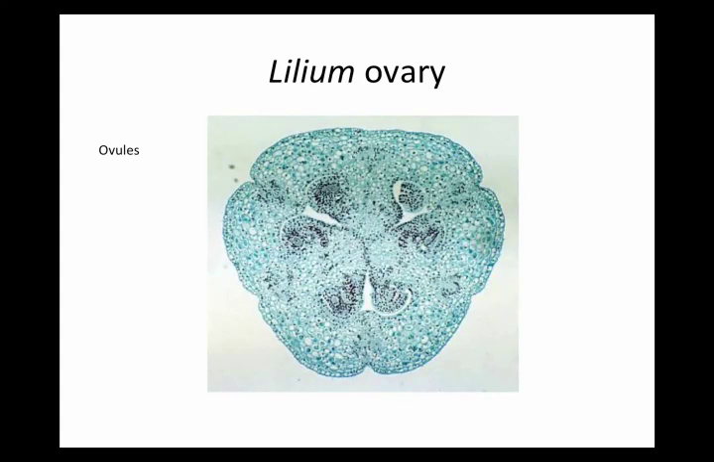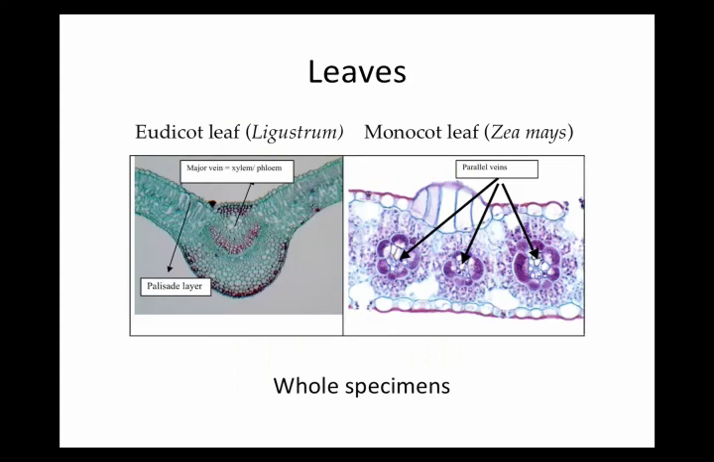So if I were to bring in a flower and ask you if it was a monocot or a dicot, you would be able to answer that. Leaves, you can also tell from their sections, monocot, dicot. So there's two main ways. One is looking at the ground tissue. So all this stuff is called mesophyll. And there's two types of mesophyll in eudicots and only one type in monocots.